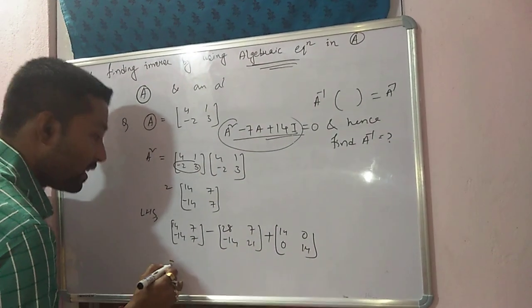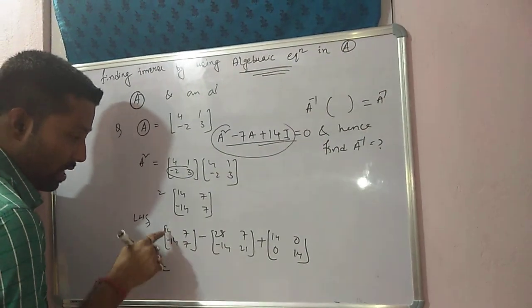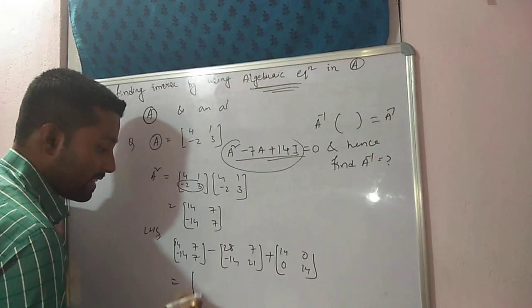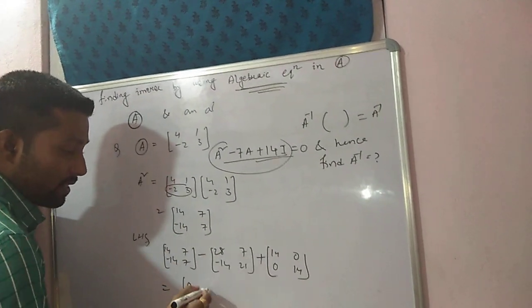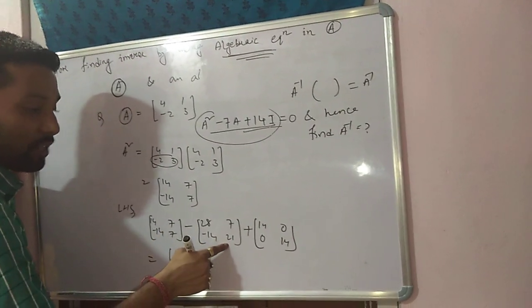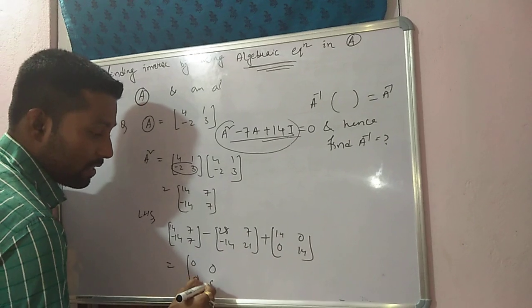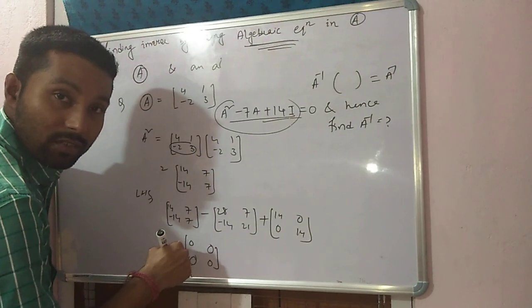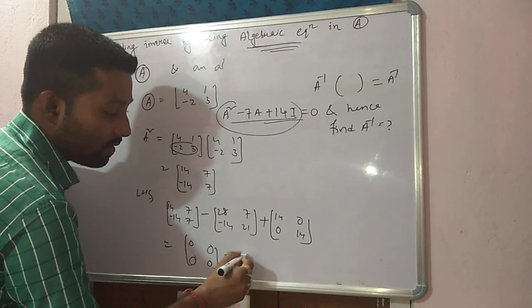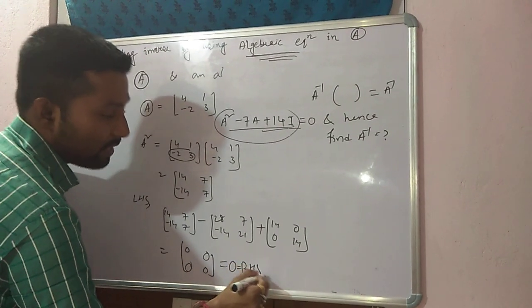Now check whether we will get 0 or not. 14 minus 28, that is minus 14 plus 14, that is 0. 7 minus 7, 0. Minus 14 plus 14, 0. 7 minus 21, that is minus 14 plus 14, 0. So is this a null matrix or not? Because each and every element is 0. So this is equal to 0, which is equal to the right hand side. So it is satisfied.